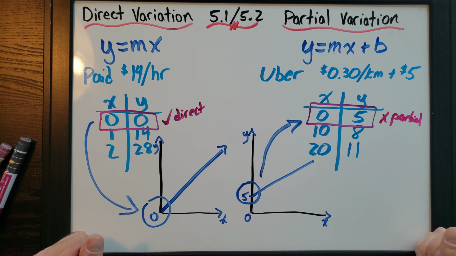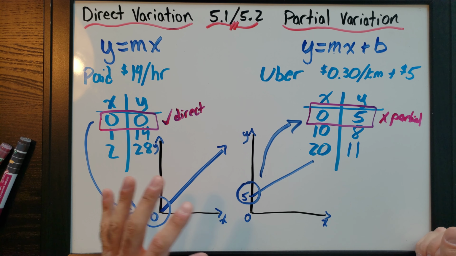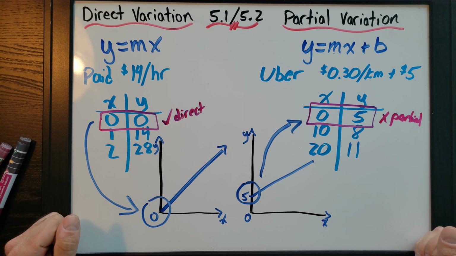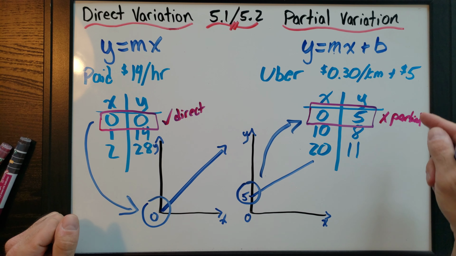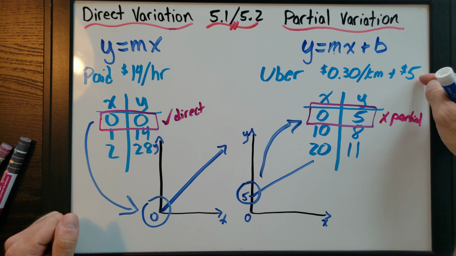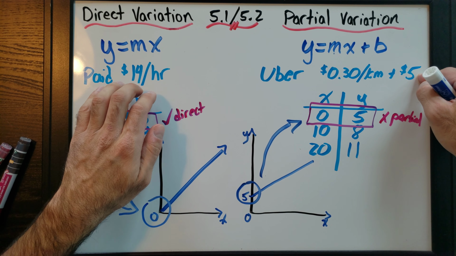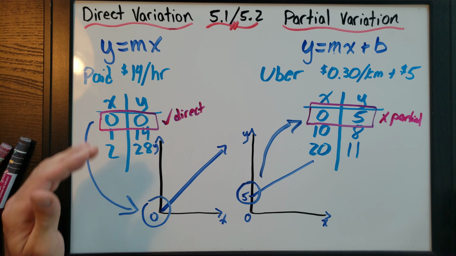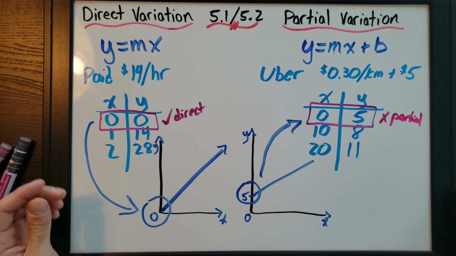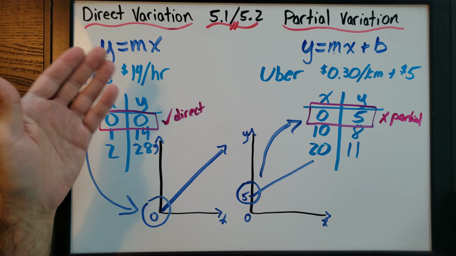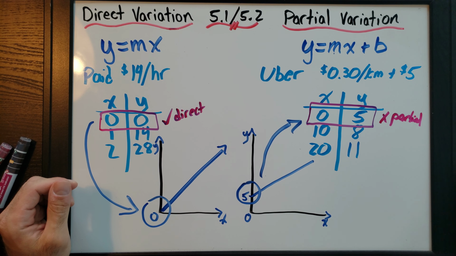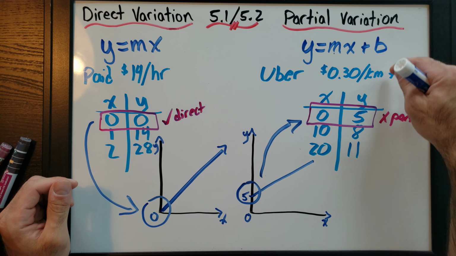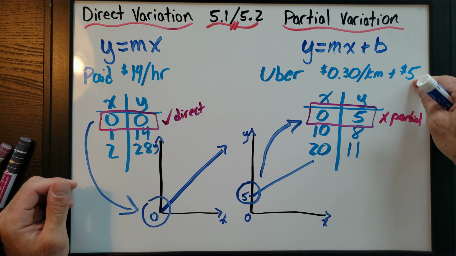Okay, the hardest thing to kind of figure out is word problems. So with word problems, you have to think about, does it have a fixed cost? Does it have an initial value? And only then will you be able to determine whether it's partial variation or not. So if you're just getting paid $14 an hour, or you're paying $10 for a pizza, this is all direct variation, because the cost is going to vary directly with the number of pizzas you buy. Whereas partial variation, there has to be some sort of initial value that is different than 0.